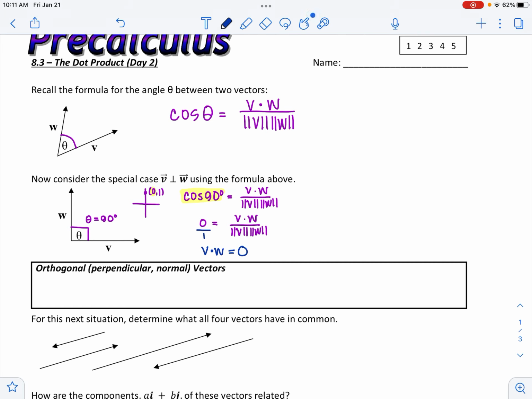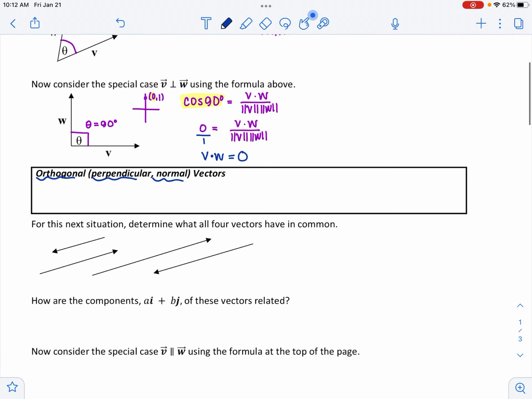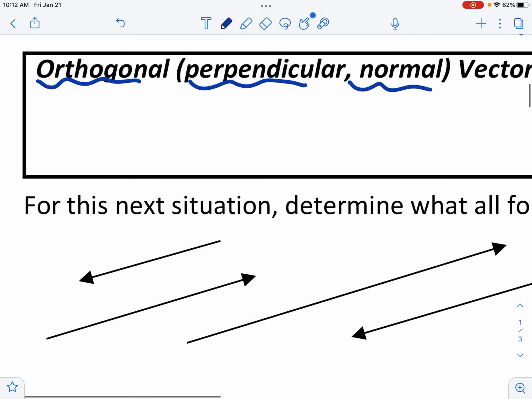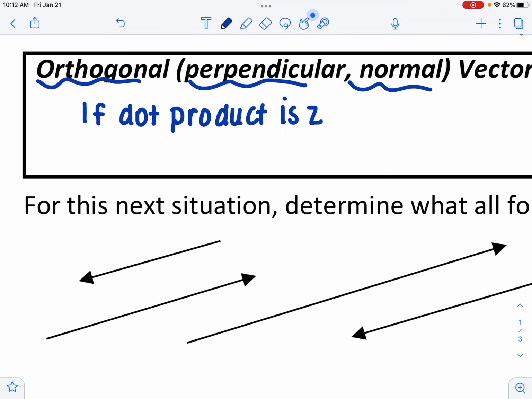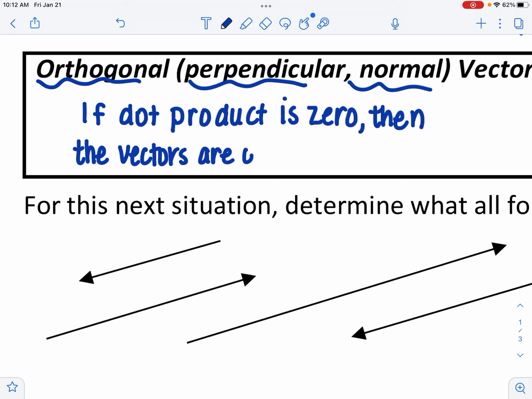What we say instead of perpendicular is the word orthogonal. Orthogonal means perpendicular, which you could also call normal vectors. So we know two vectors are orthogonal if their dot product is 0. If the dot product is 0, then the vectors are perpendicular, or orthogonal is what we use. The vectors are orthogonal.